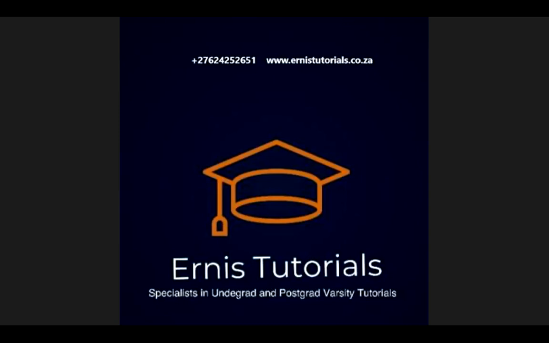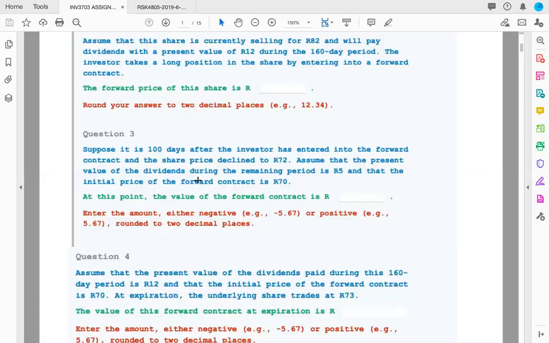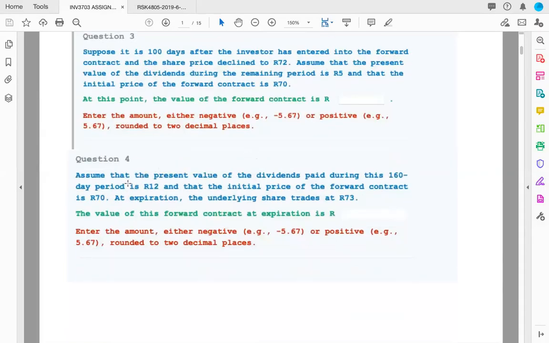Let's go back to the last part of question 1. Okay, there we go. The last part of question 1 says, assuming the present value of the remaining dividends during the 160-day period is 12, and that the initial price of the forward contract is 70, and at expiration, the price of the underlying share is 73, then we're asked to determine the value of the forward contract at expiration.